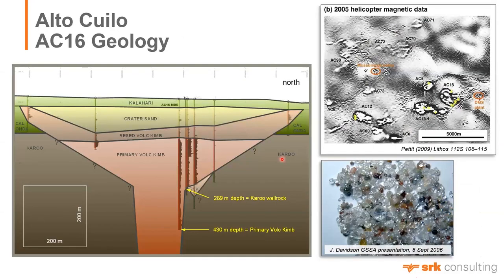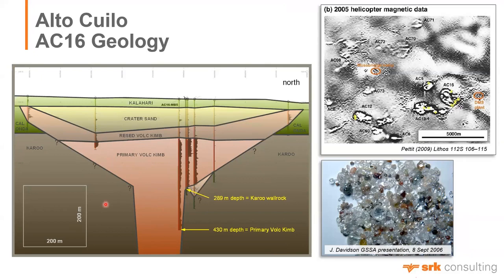So we jump to the southwest of Catoca to a project called Alto Cuilo. Here's just one cross-section from a kimberlite called OC16, Alto Cuilo 16. It's a very big kimberlite because it has a similar structure to Catoca. There's Kalahari sand sitting over the top, about 40 or 50 meters of that. Then there's crater-filled sand, that's waste. There's some resedimented volcaniclastic kimberlite. And interestingly enough, also interpreted a fairly horizontal upper surface to what is called primary volcaniclastic kimberlite.